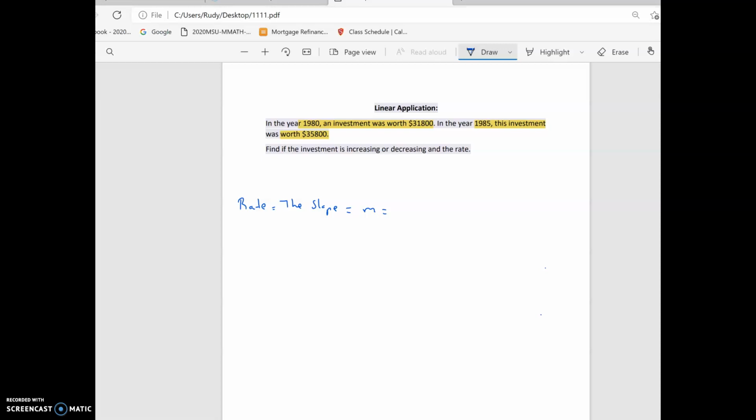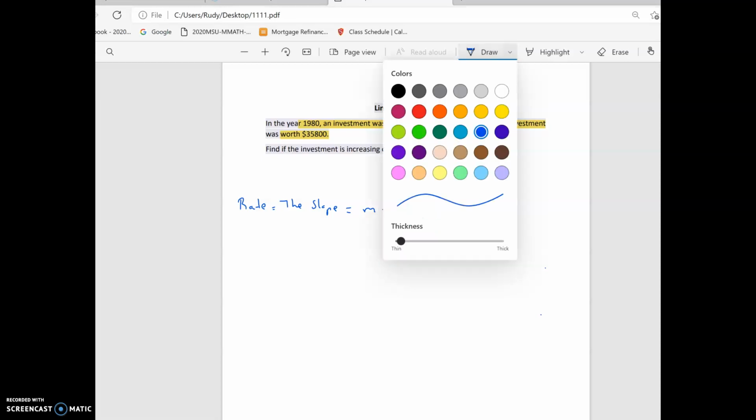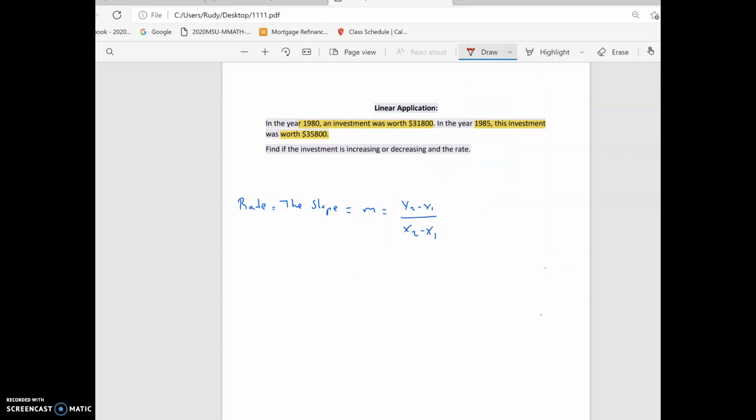And then remember that m, if you're given coordinate points, you're using y2 minus y1 divided by x2 minus x1. What I'm going to do here is let the first year be your x1 and your investment your y1, then your x2, and then your y2. So technically we're going to be doing x1 comma y1. It's going to represent the 1980 comma the 31,800.